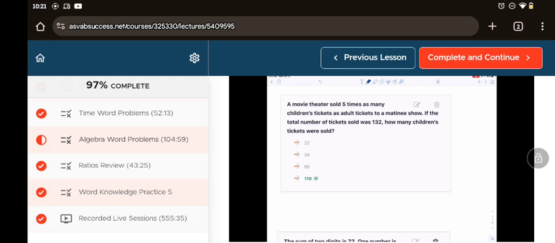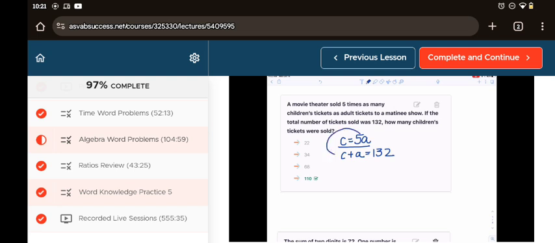Let's go ahead and review the questions for this quiz together. So the first question says, a movie theater sold 5 times as many children's tickets as adult tickets to a matinee show. If the total number of tickets sold was 132, how many children's tickets were sold? So let's start off always writing equations based on what the question says, right? So a movie theater sold 5 times as many children's as adults. So children's is 5 times adults. Okay, now, if the total number of tickets, so children plus adults, is 132. Total number of tickets sold was 132. Okay, so far so good.